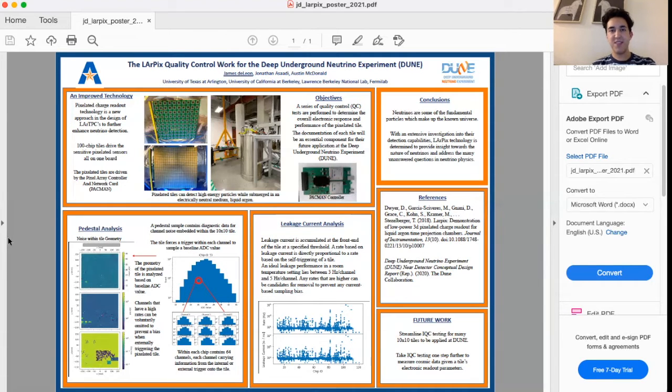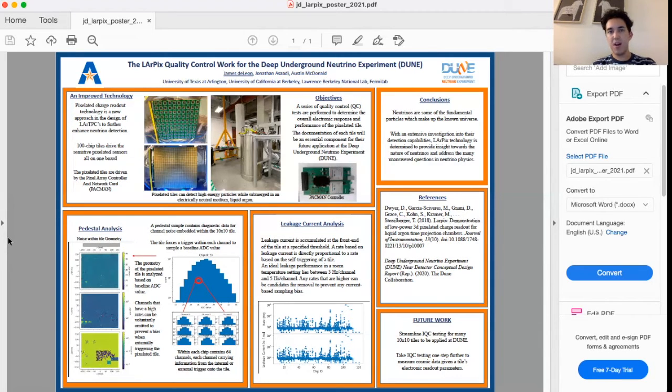Before we start testing a pixelated LArPix tile for cosmic particles data, we have to properly calibrate the LArPix tile. And this is achieved through two methods known as a pedestal analysis and a leakage current analysis. The pedestal analysis is a diagnostic test on the LArPix tile that tests for channel noise.